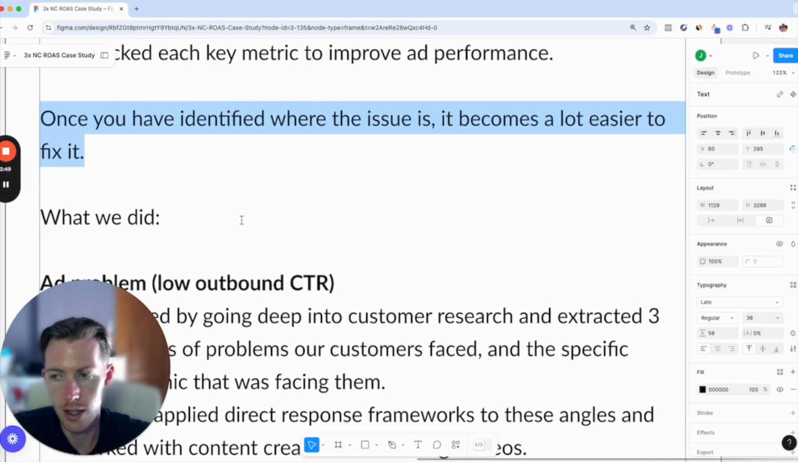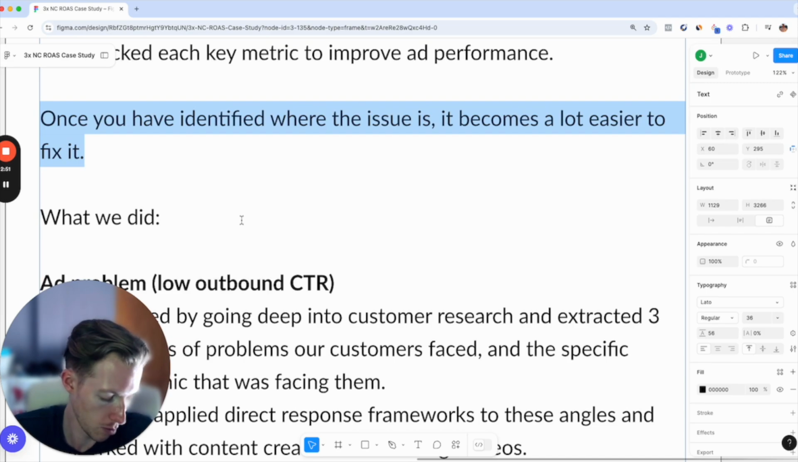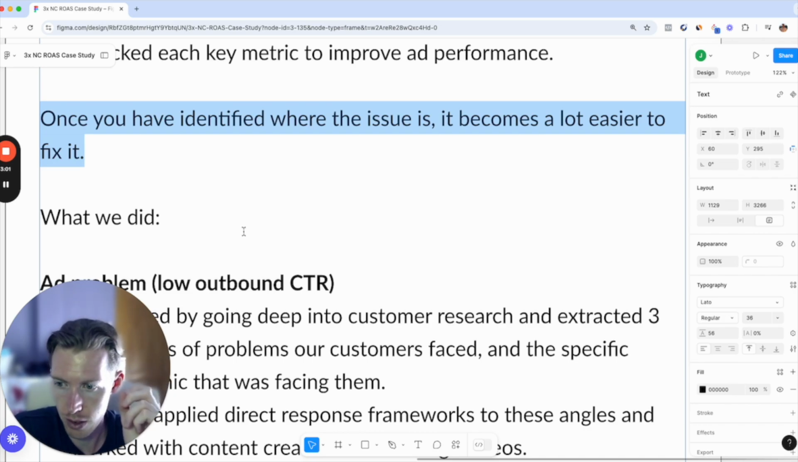A lot of the time, people struggle with their ad performance, or maybe their revenue or their profit, but they don't know why. And it's because they haven't pinpointed the problem. So when you pinpoint the problem, now it's a lot clearer where you need to put the focus, right?